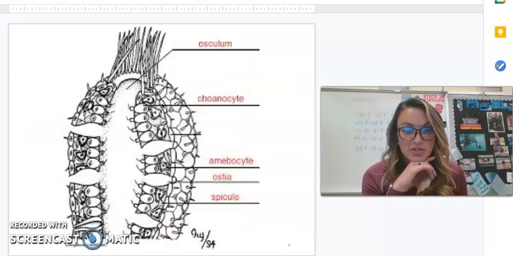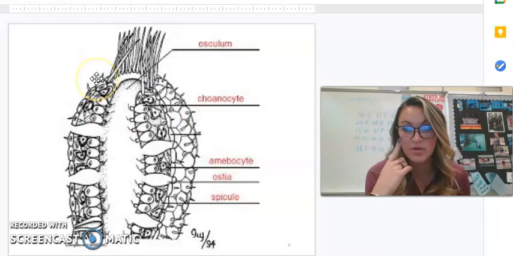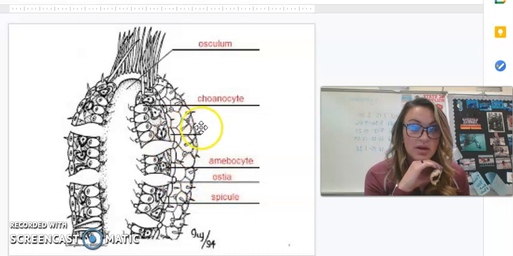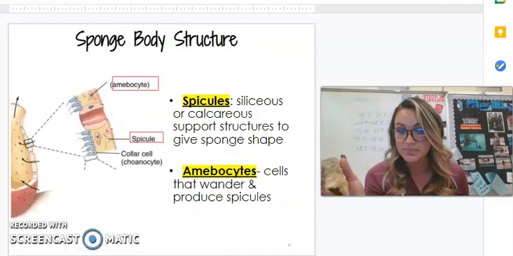All right, here's your sponge diagram. Get these labeled on that. You can pause this video to stop and label all of these different components. Notice there is one line. We're not labeling the epidermis on the sponge, but that is the outside layer. You have an extra line on yours.